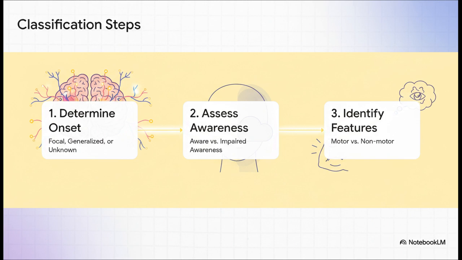Step 1. Where did it kick off? Just one spot? Focal? Or the whole brain at once? Generalized. Step 2. What was their awareness like? Were they aware or was it impaired? And finally, Step 3. What did it actually look like? Were there motor signs, non-motor signs? See? It's a logical flow.